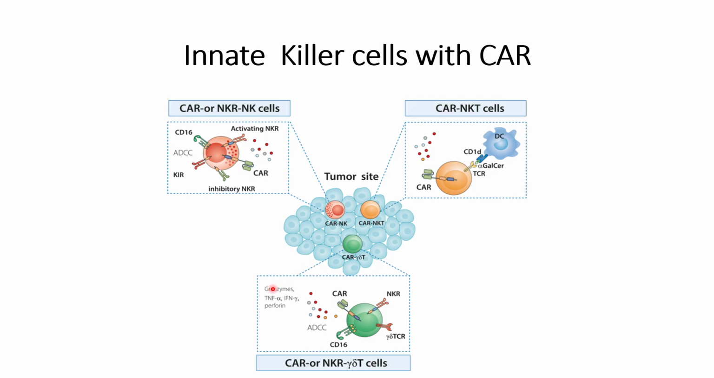The other case is the form of gamma delta T cells. When the CAR construct is expressed, it works similarly to NK cells, in that it will also cause antibody dependent cellular cytotoxicity. It will lead to the release of cytokines such as granzymes, TNF alpha, IFN gamma and perforin, that will cause death of the tumor cells once these gamma delta T cells are activated through the CAR construct.